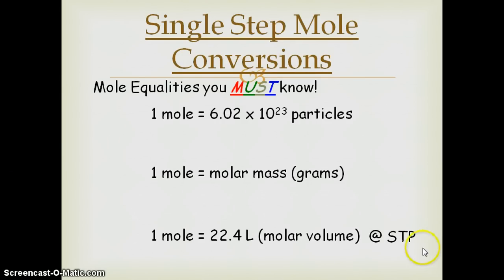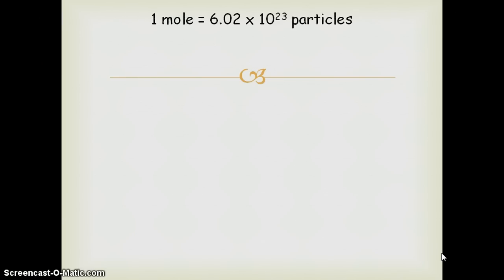Okay, so let's go ahead and get started on our first example. For the first example, I'm actually going to give you which equality we're going to be using in the dimensional analysis. So for this first one, we're going to be using 1 mole equals 6.02 times 10 to the 23rd particles. Now, in the future, you won't be given this equality. You will need to have it committed to memory.